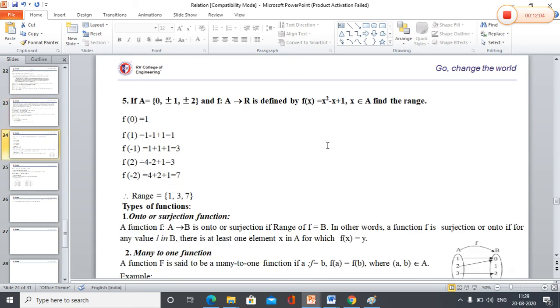Now let's take one more example. This is similar to the previous question only. So I have to find the range. So f(0), f(plus 1), f(minus 1), f(2) and f(minus 2) I have to find. So I will calculate the values, and 1, 3, 7. So this will be the range of the function.